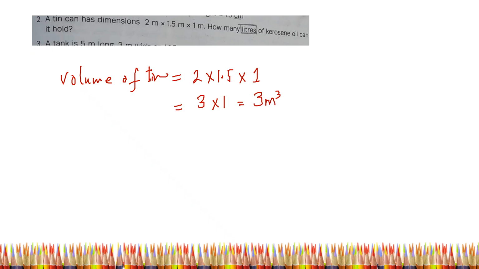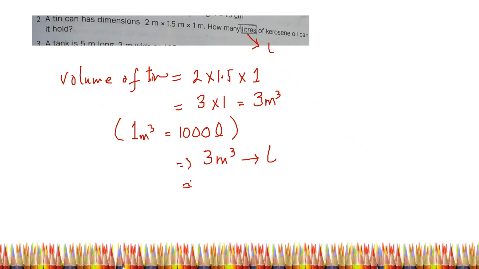Now see, the volume is 3 meter cube, but the answer we have to give is in liters. Now we must know that 1 meter cube is equal to 1000 liters, right? So what we will do is we will convert 3 meter cube into liters. Now 3 meter cube into liters will be 3 multiplied by 1000, which is 3000 liters. This is how we will do this question.